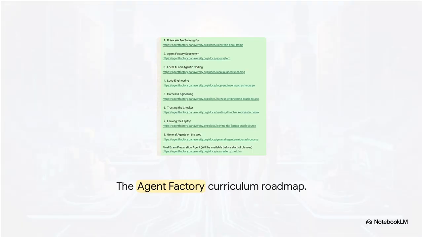So we're looking at a snapshot of a syllabus directly from the Agent Factory University. And okay, at first glance, it really just looks like a list of 9 web links, right? But we're going to decode this document line by line. Because let me tell you, this is definitely not your standard computer science 101. It is literally a blueprint for building the next generation of artificial intelligence.